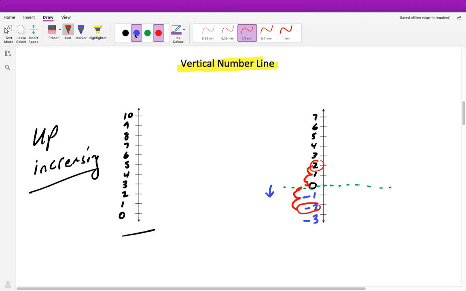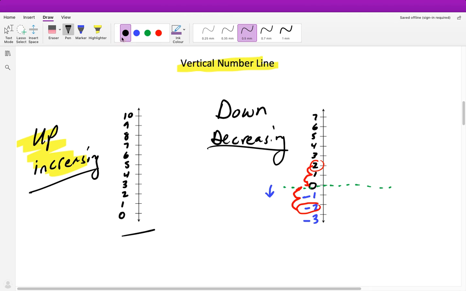And then the rules that we have to know is that as we move up, we're increasing in value. So as we're going up in our elevator, our floors are increasing. And as we move down, we are decreasing in value. Right? So those are the rules that you need to know for a vertical number line. But one of the key things is symmetrical. All right? Our number lines are symmetrical.